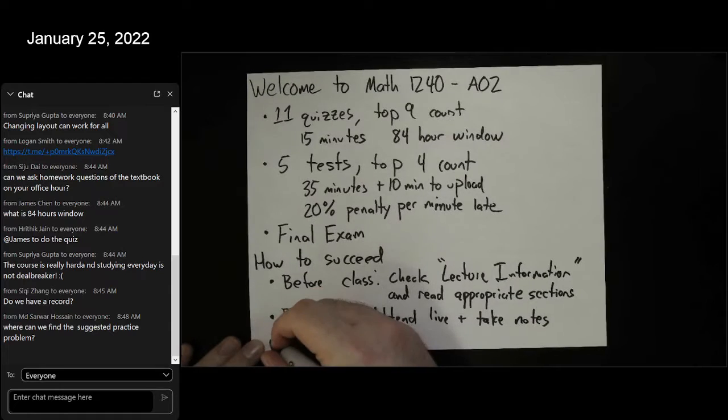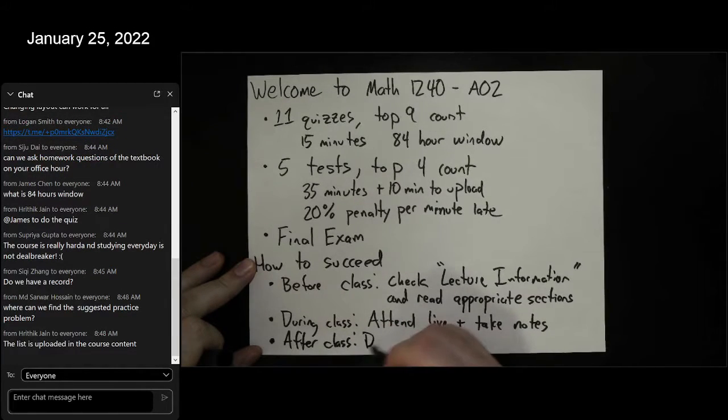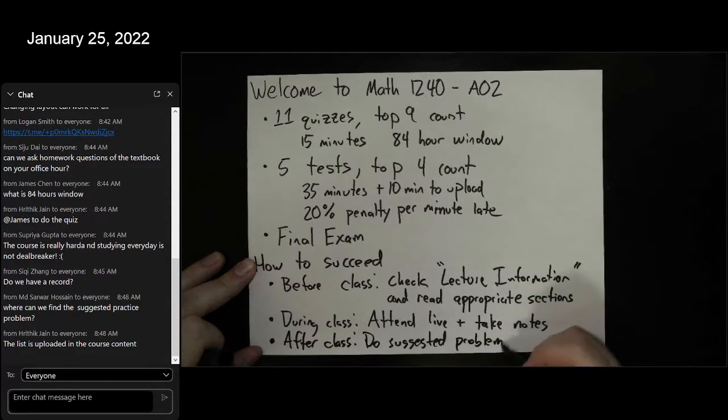After class, last section. After class, go off and do the suggested problems and ask for help.